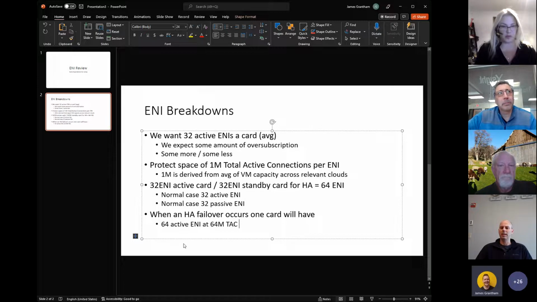So any questions so far? James, with this HA, ENIs are one-on-one mapped, correct, between active and standby? If that's the case, why would we get 64 active ENIs?